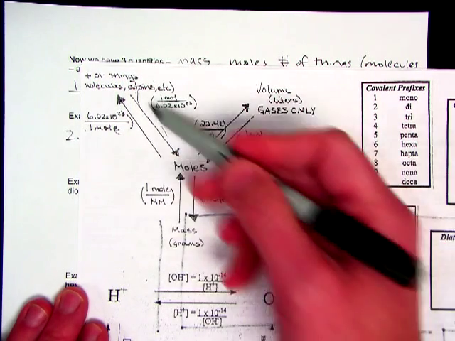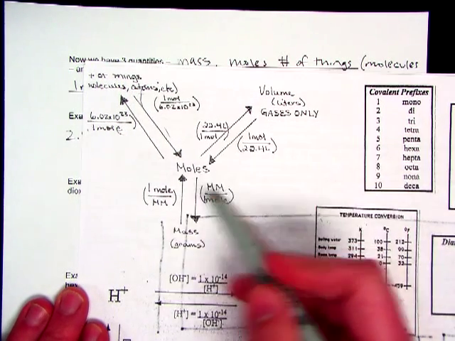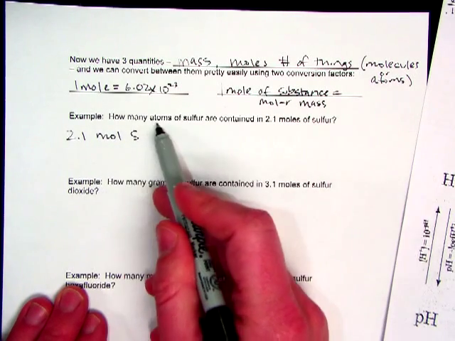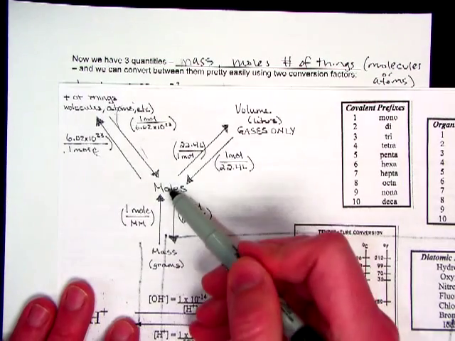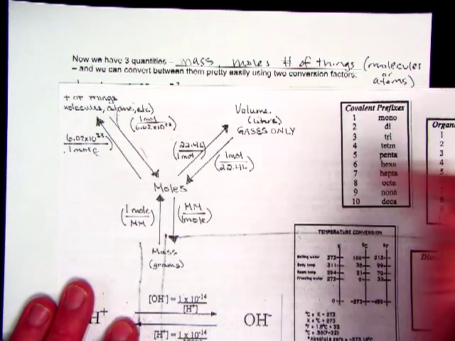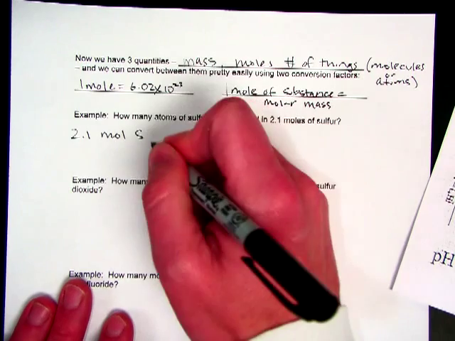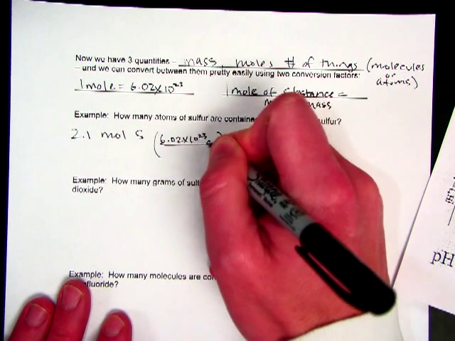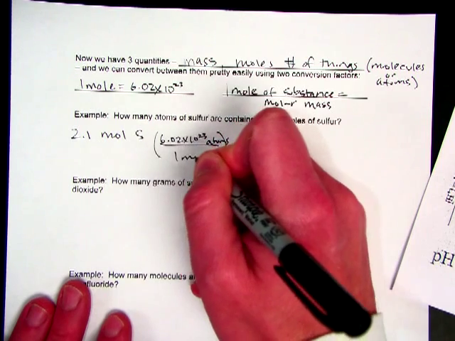The arrows tell you where to go, and the parentheses tell you what conversion factor to use. So if I'm starting at moles, and I want to get to atoms, I just follow the direction of the arrow. That's my conversion factor right there. So I write 2.1 moles of sulfur times 6.02 times 10 to the 23rd atoms in 1 mole.